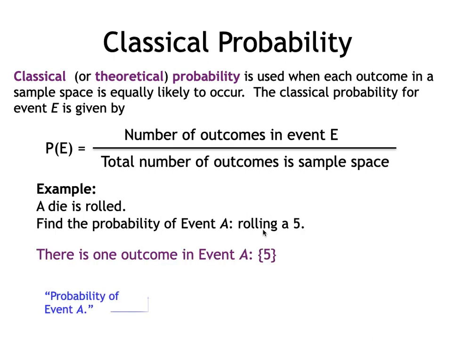And here, there is only one outcome in event A. That is because there's only one face with a number 5. Alright? So therefore, the probability of event A occurring is that there's only one outcome in event A of rolling a 5 out of the total 6 outcomes in the experiment of rolling a die. Why 6? It's because there are 6 faces in a die.